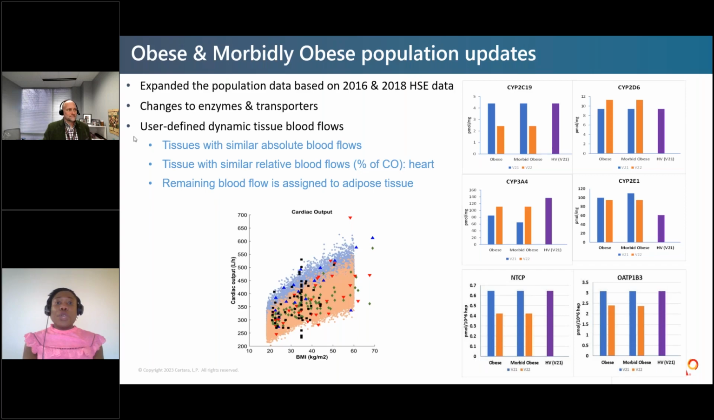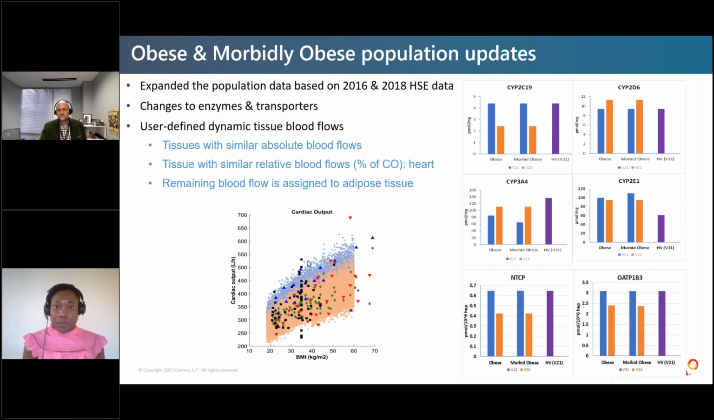And then we've also incorporated changes to enzymes and transporters that we did not previously consider in the previous obese population. As you can see on these graphs on the right, for certain drugs the activity of the enzymes is changed in the obese population relative to the control, which will then translate to a change in the PK of drugs that are metabolized by those enzymes in the obese population relative to the control.